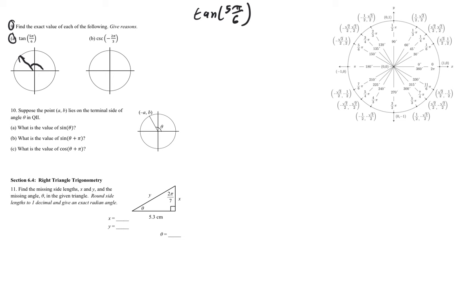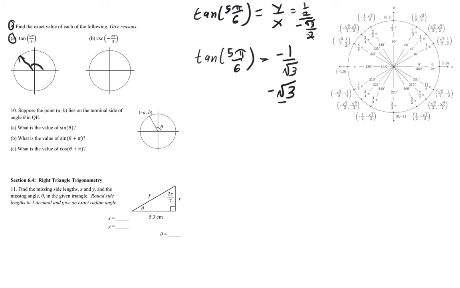And we're looking at tangent, right? So tangent is equal to y over x. So our y value for tangent of 5 pi over 6 is 1/2, and our x value is negative square root of 3 over 2, right? So that 2 and 2 go away. So tangent of 5 pi over 6 is equal to negative 1 over square root of 3, or another way to write that is the negative square root of 3 over 3.